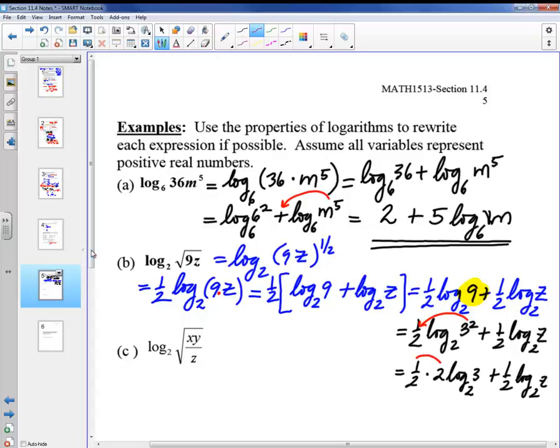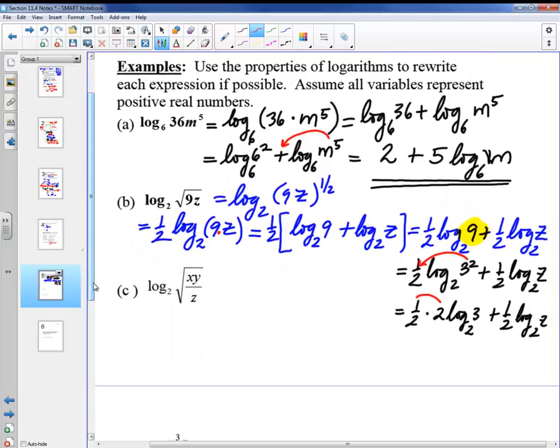So right there, we actually have just log base 2 of 3. And I made the mistake right there. Let me go ahead. Log base 2 of 3 plus 1/2 log base 2 of z. And that is your answer.